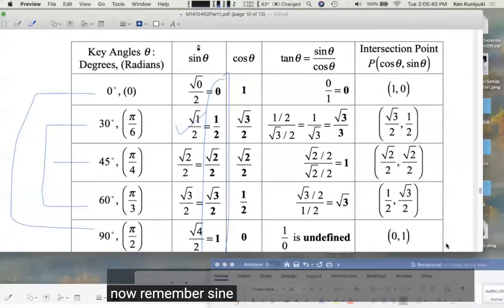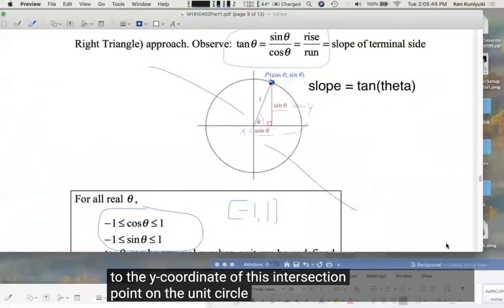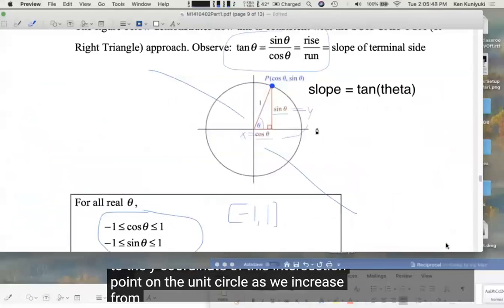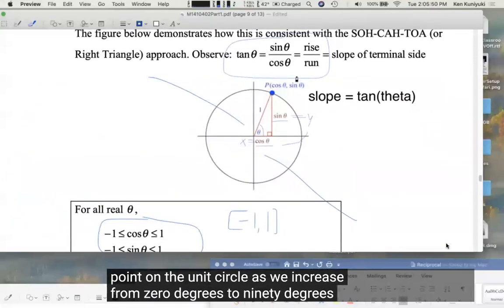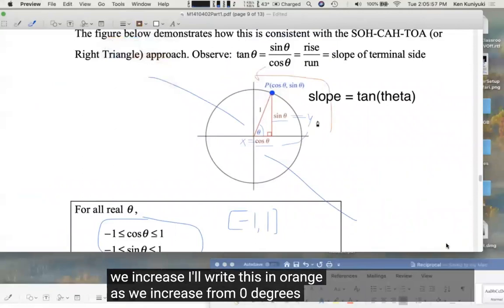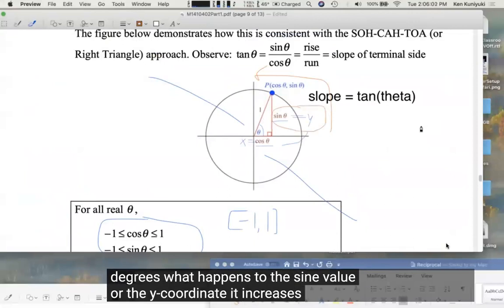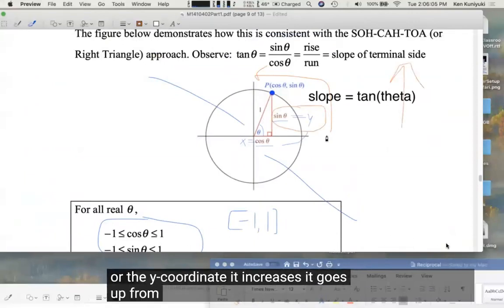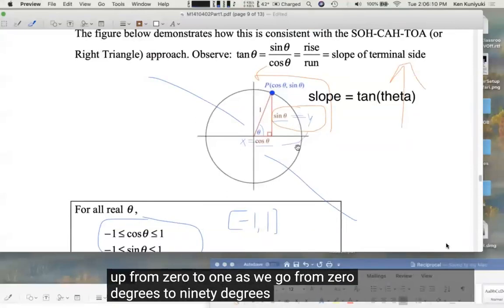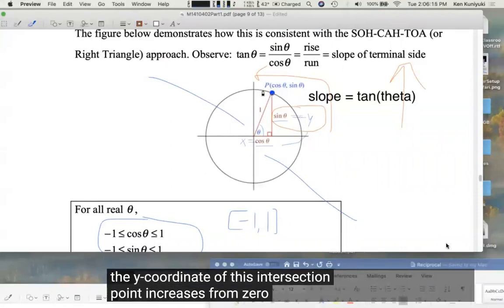Now remember, sine of theta corresponds to the y-coordinate of this intersection point on the unit circle. As we increase from 0 degrees to 90 degrees, what happens to the sine value or the y-coordinate? It increases. It goes up from 0 to 1. As we go from 0 degrees to 90 degrees, the sine value, the y-coordinate of this intersection point, increases from 0 to 1.